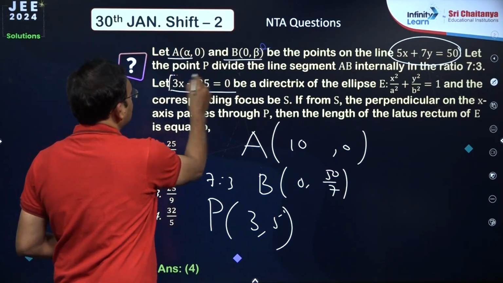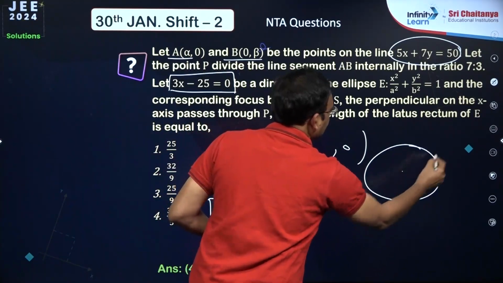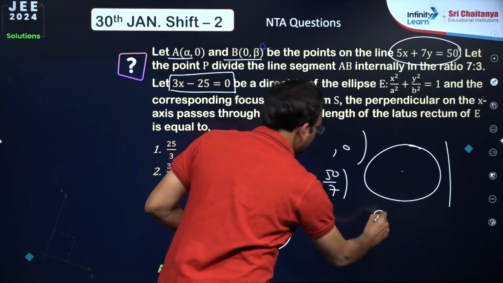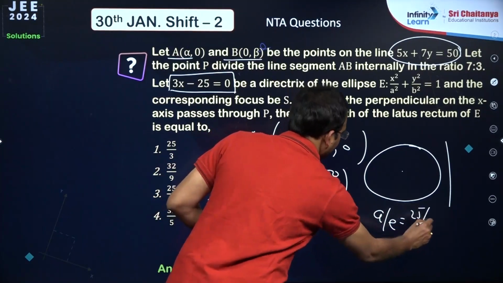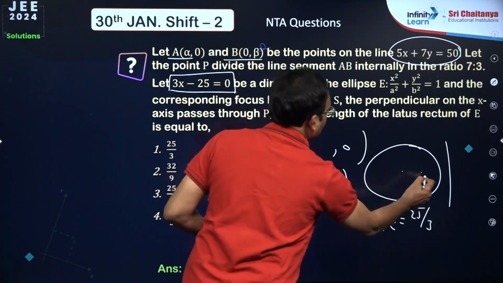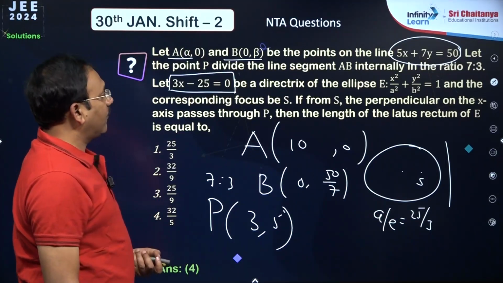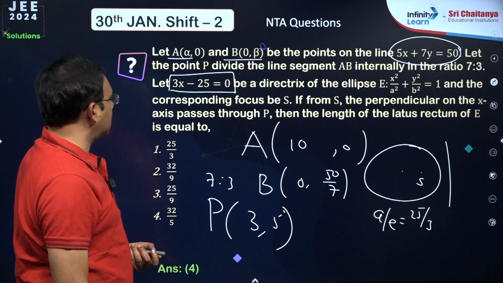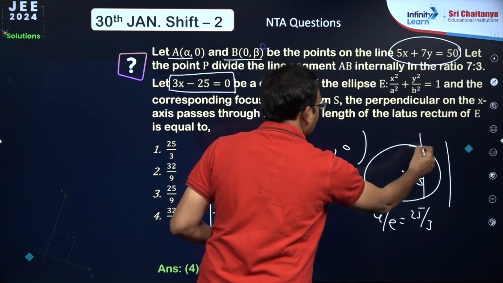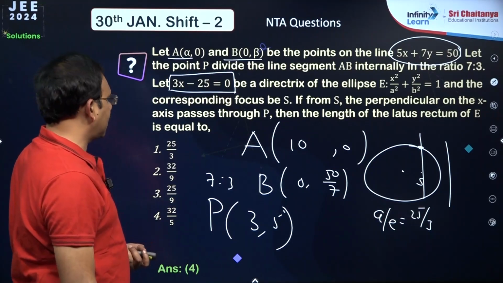Whereas 3x minus 25 equal to 0 is the directrix of this. Actually, if you take this ellipse like this, the directrix is x is equal to a by e. a by e value is 25 by 3, my dear friends. a by e is 25 by 3. Another way he said, you see, suppose this is the corresponding focus here, the perpendicular, he is saying, and the corresponding focus. From S, the perpendicular on the x-axis passes through P in the sense. So, yeah, this is the one. So for this point, my dear friends, the length of the latus rectum is going to be.